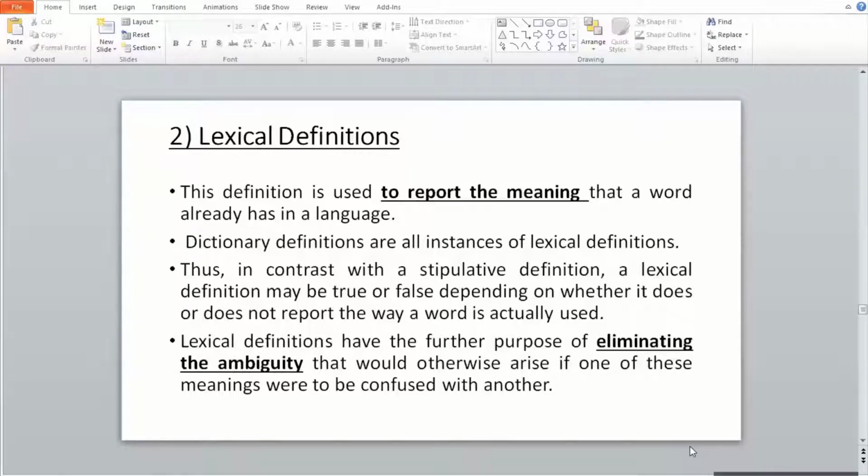Because in the case of ambiguity, there are discrete definitions. By looking at those discrete, specific definitions, you minimize your ambiguity, so the purpose of lexical definition is eliminating ambiguity.